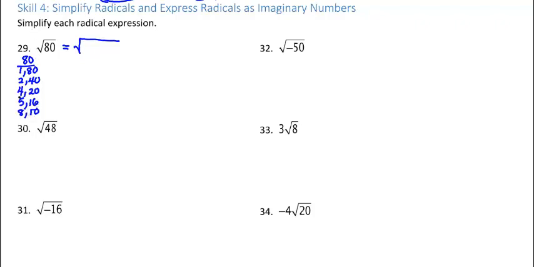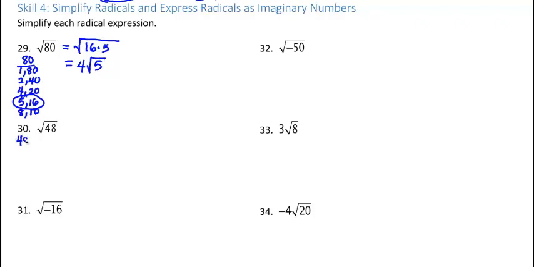So in this list, I'm looking for a perfect square as a factor. Notice 4 goes into 20, and 4 is a perfect square, but also 16 is a perfect square. So we always want to use the one with the largest perfect square. So that would be 16 times 5, and the square root of 16 is 4. The square root of 5 can't be simplified any further.